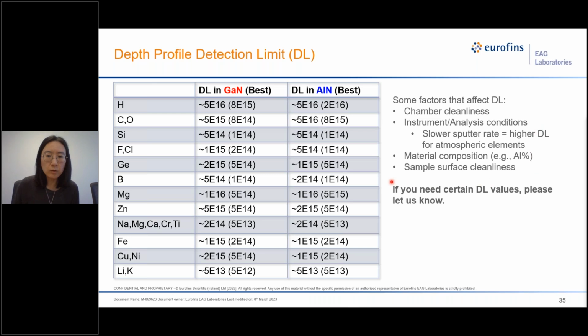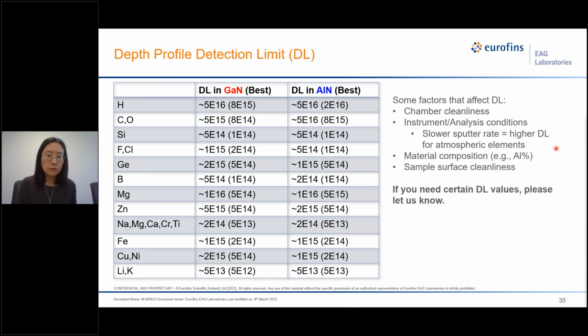So one example will be the chamber cleanliness. Of course, we need to have very good pumping, very good vacuum, especially for atmospheric elements, for example oxygen and carbon, that might be limited by what's in the background of the chamber. The detection limit will also depend on the analytical conditions.